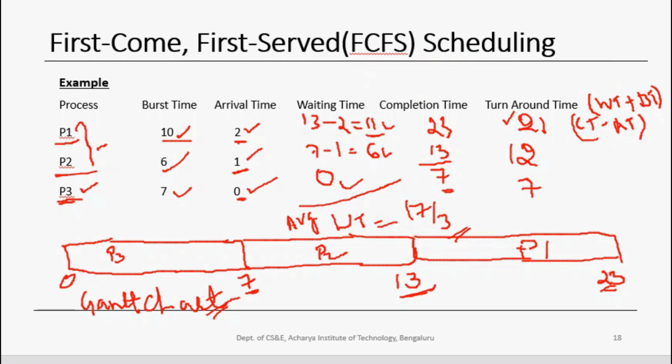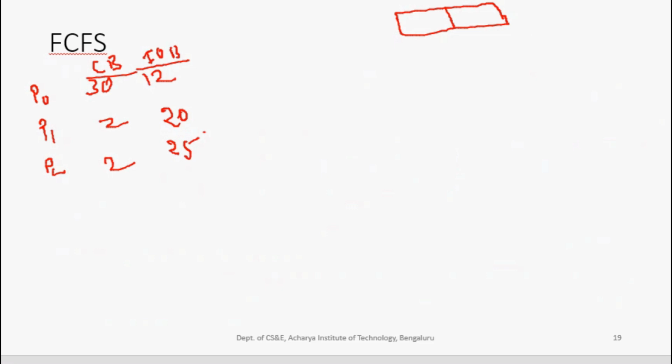Hope you have understood this clearly, and this kind of problems will appear in the university examination. So you should be in a position to solve such problems. Now let us move on and look at some of the issues associated with first come first serve scheduling. Okay, let's take this example.